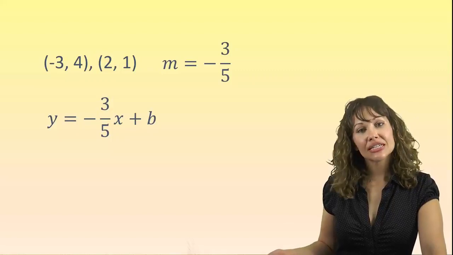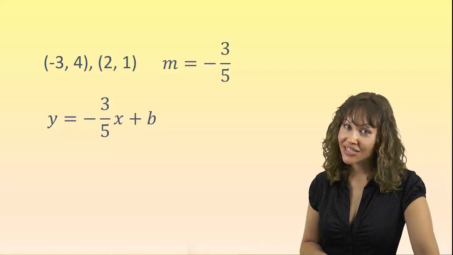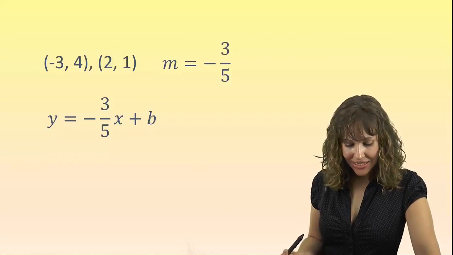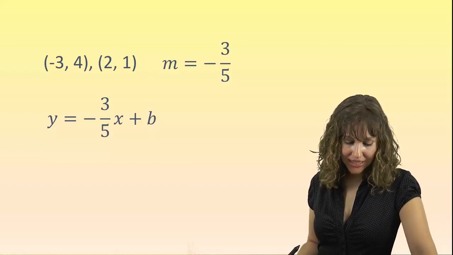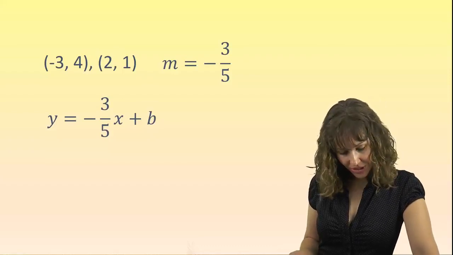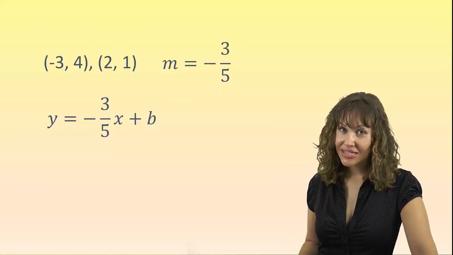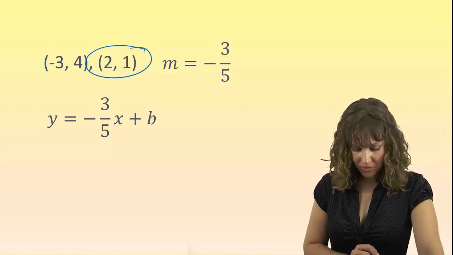And now we just do what we did for the medium example. Choose one of our points, plug it in for x and y, and solve for b. So now we have 2 points to choose from. Typically, you want to use the point that has the least opportunity for error. If there's a point with no negatives in it and no fractions in it, I'd pick that one. So I'm going to use 2, 1.